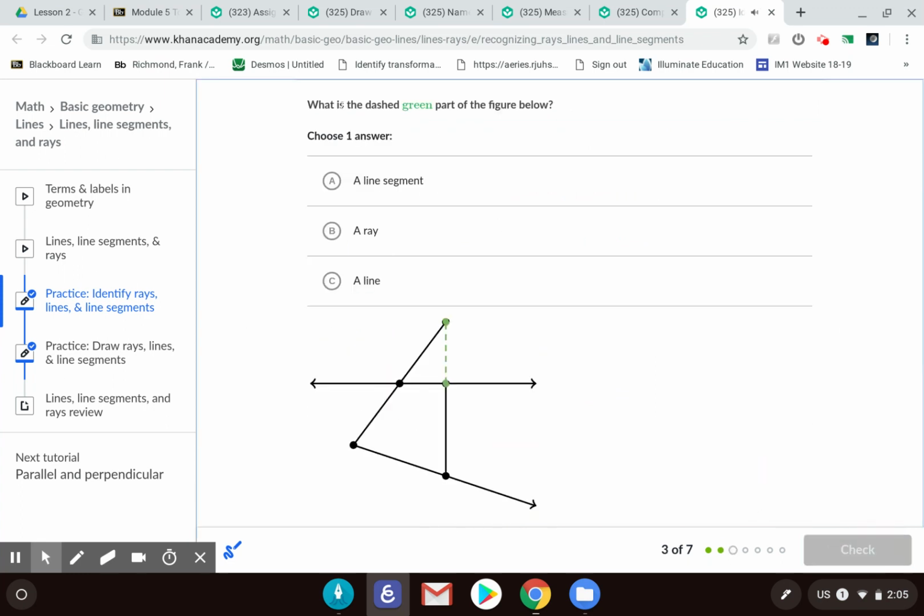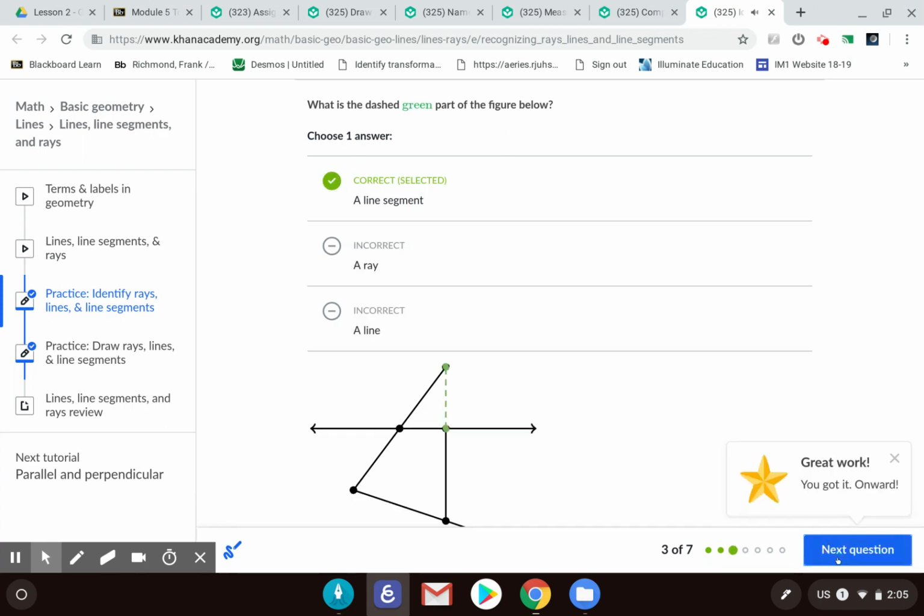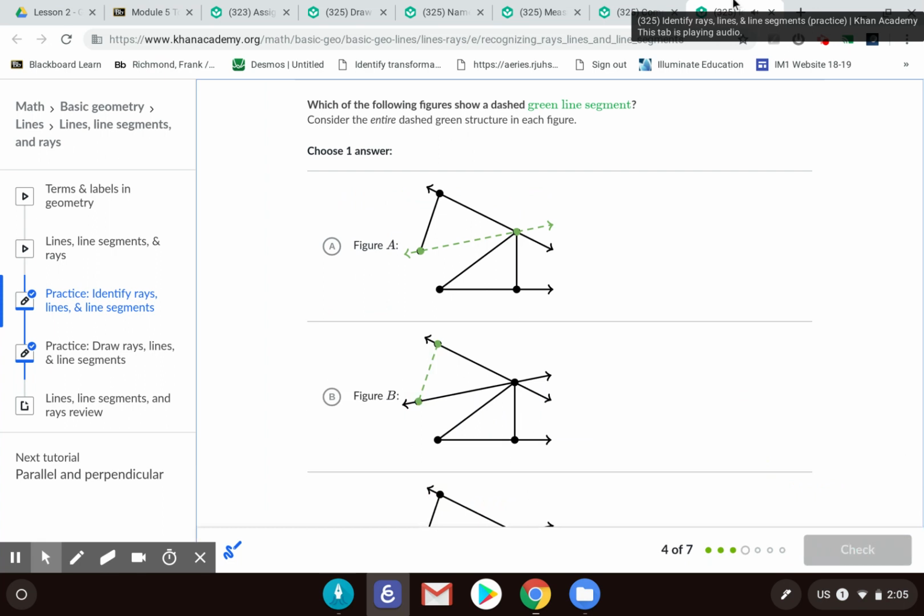And then here we're looking for the green part of the figure below. Right here, is that a segment, a ray, or a line? We have 2 endpoints. It doesn't continue in either direction. So this is an example of a segment. So that's just an example of the lines, rays, and segments.